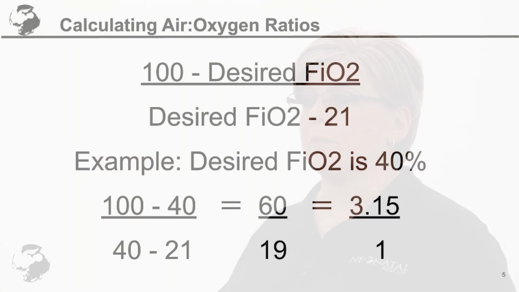The desired oxygen percentage is based on the patient's condition and needs. Once the desired percentage is determined, then you can calculate the amount of oxygen and air liter flows that will be needed to achieve that FiO2. The equations are provided here.